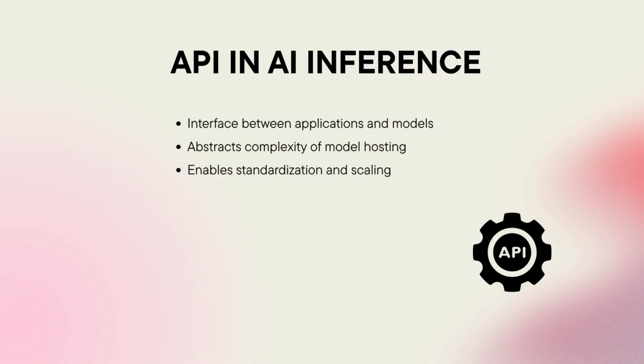This approach abstracts away the complexity of the underlying model infrastructure, allowing developers to integrate AI without needing to know its internals. APIs also provide consistency. Multiple applications can use the same endpoint, making scaling and upgrades easier. In short, APIs transform machine learning models into usable, production-ready services that align with modern software practices.